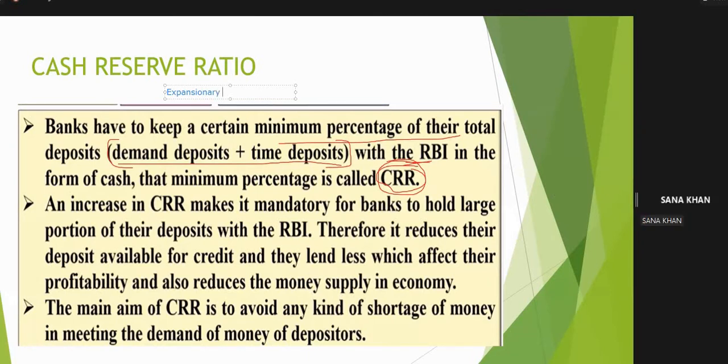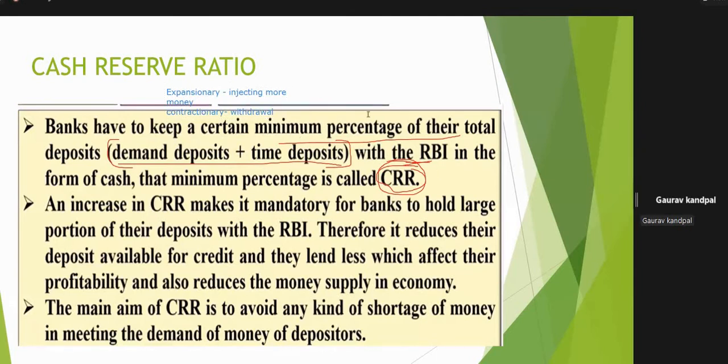See here. Why RBI will be making use of this CRR is either for an expansionary policy of injecting money in the economy or on a contractionary basis. So how can CRR help in expansionary and contractionary policy? Expansionary means injecting more money. Contractionary means a withdrawal of money. How is it possible with the CRR?